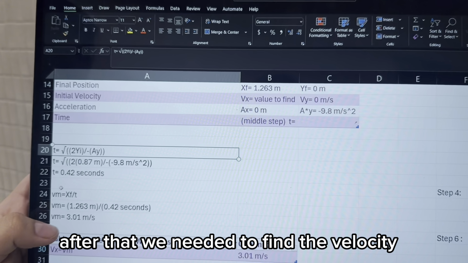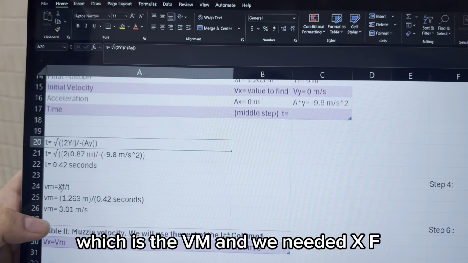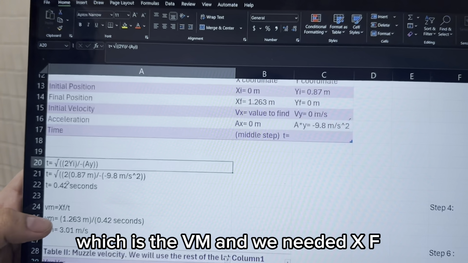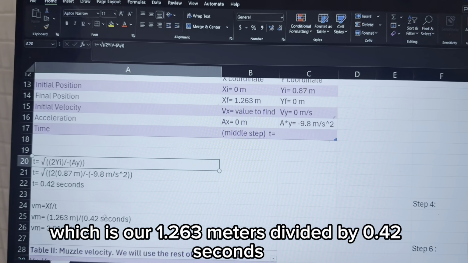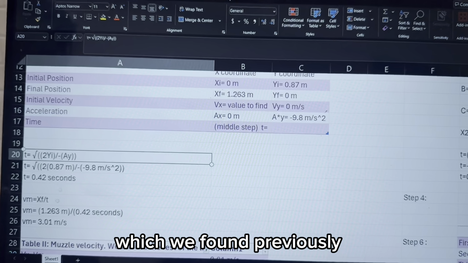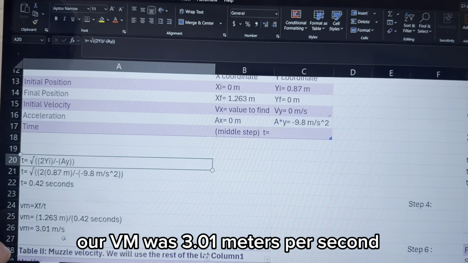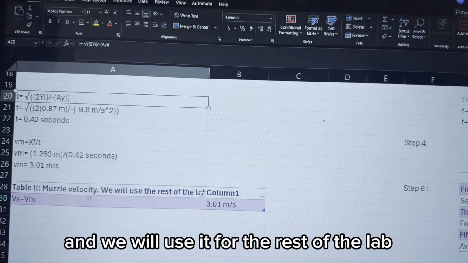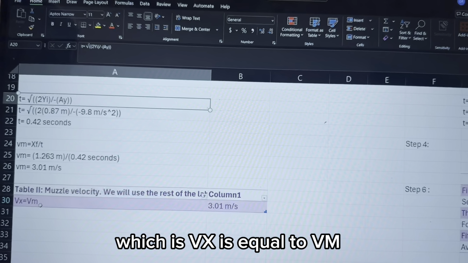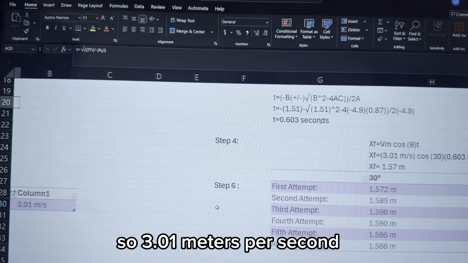After that, we needed to find the velocity, which is the Vm, and we needed xf, which is our 1.263 meters divided by 0.42 seconds, which we found previously. Our Vm was 3.01 meters per second. That was our muzzle velocity, and we will use it for the rest of the lab, which is Vx is equal to Vm, so 3.01 meters per second.